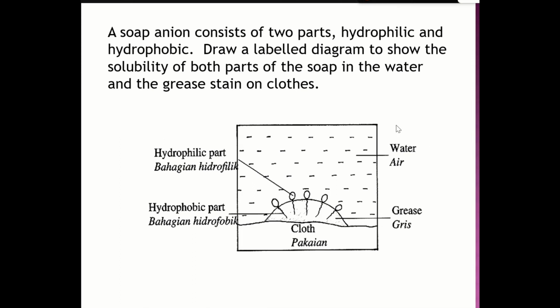So without water, if you don't draw the dashed line for water, it means you cannot get the point for the diagram. If you don't draw the dashed line, for sure you never label it as water. Then immediately you will lose 2 marks, right? And then number two, we draw the grease with the cloth or not, it doesn't matter. So we draw the grease.